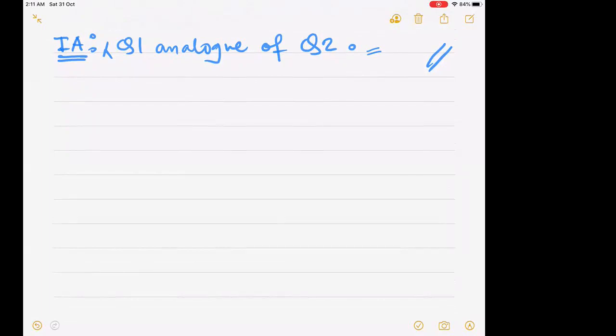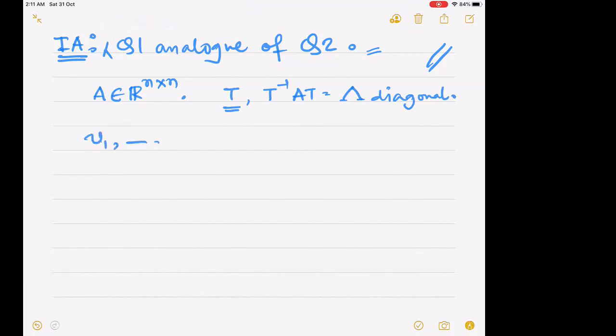So what does Q1 say? That A is a square matrix with real entries. How can I diagonalize this by a matrix T so that T inverse AT is diagonal? This is the symbol for diagonal matrices, big lambda. So what T should I choose? Suppose v1 up to vn are vectors in R^n such that this first of all is linearly independent, and A acting on v_i is equal to lambda_i v_i.